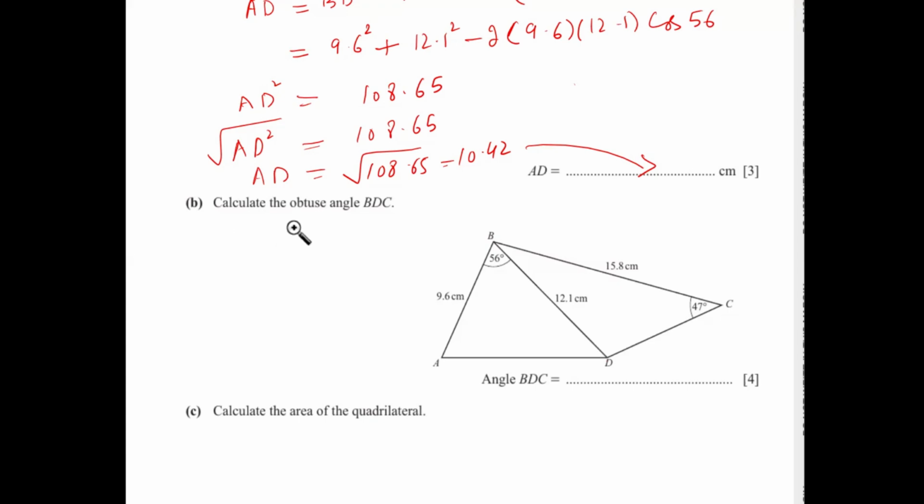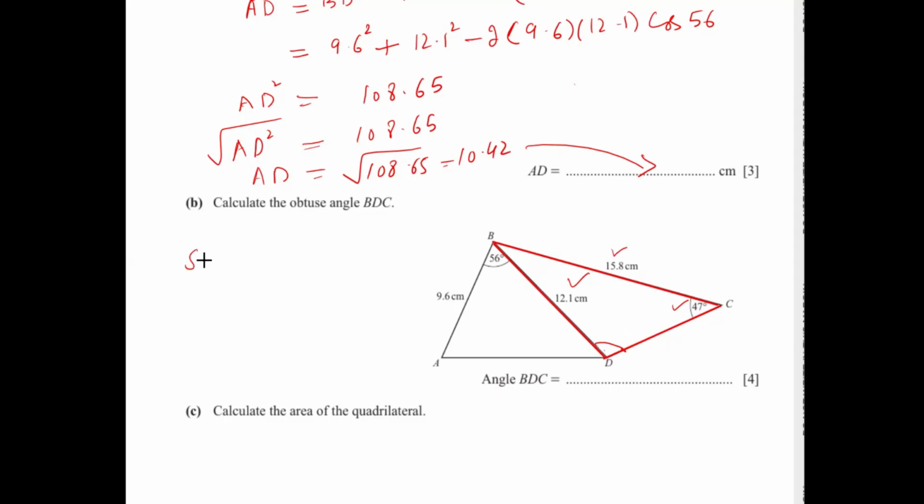Question 16 part B. Calculate the obtuse angle BDC. Look here, this is angle BDC, and this angle lies in the triangle BDC. In this triangle, two sides and one angle are given, another angle we have to calculate. With two angles and two sides in relationship, we will use the sine rule. To calculate the angle BDC, we will use the sine rule.